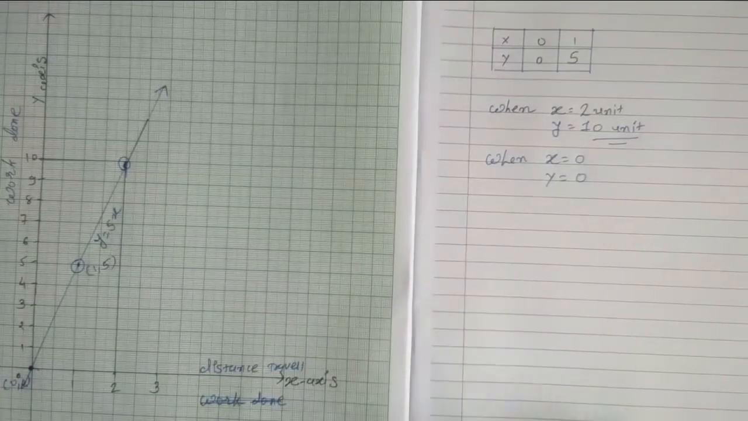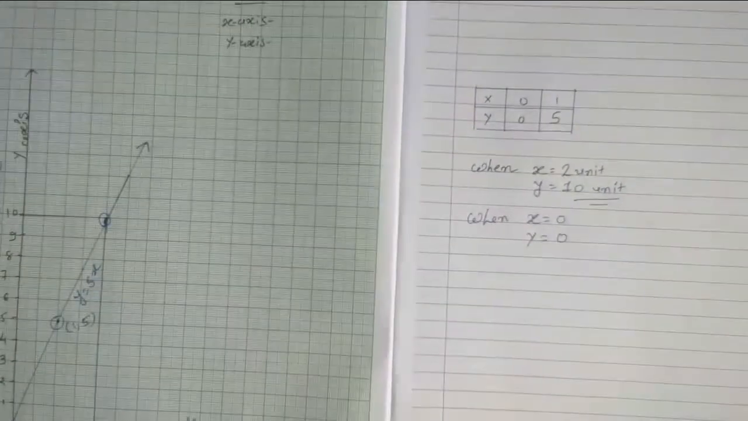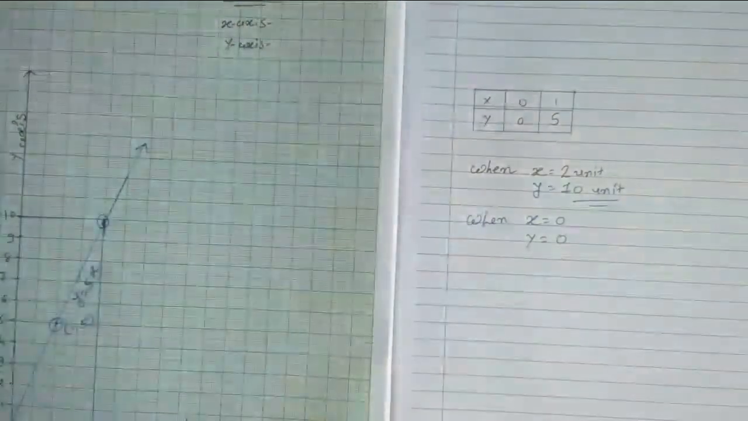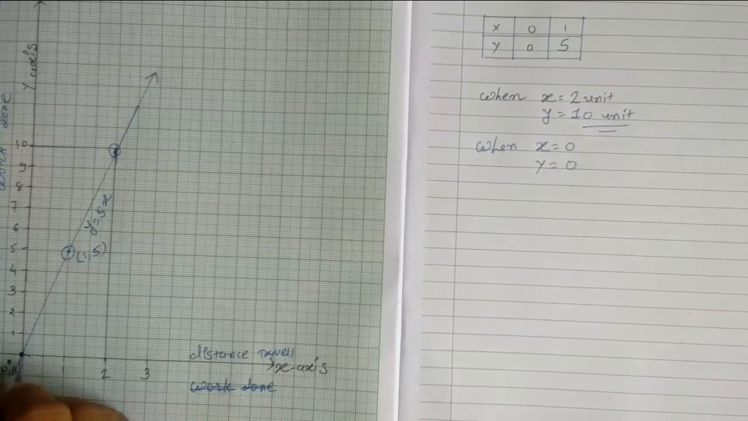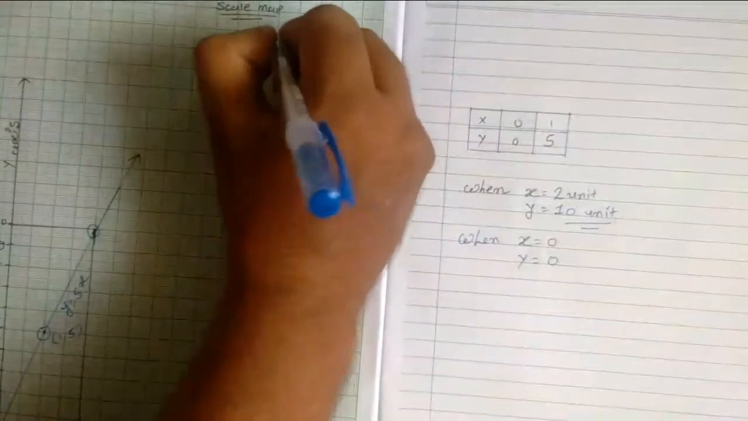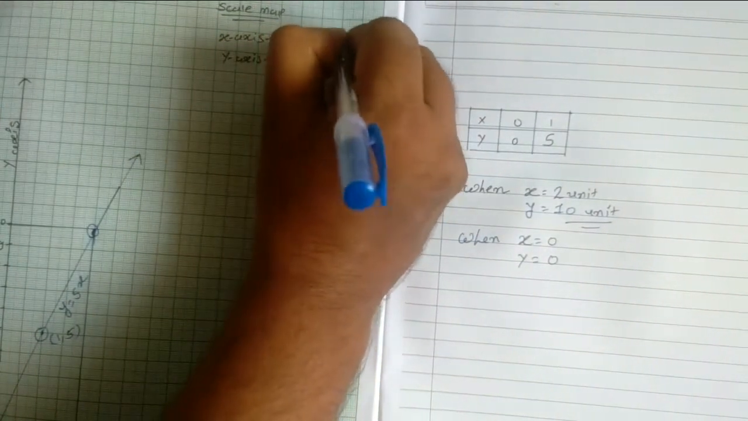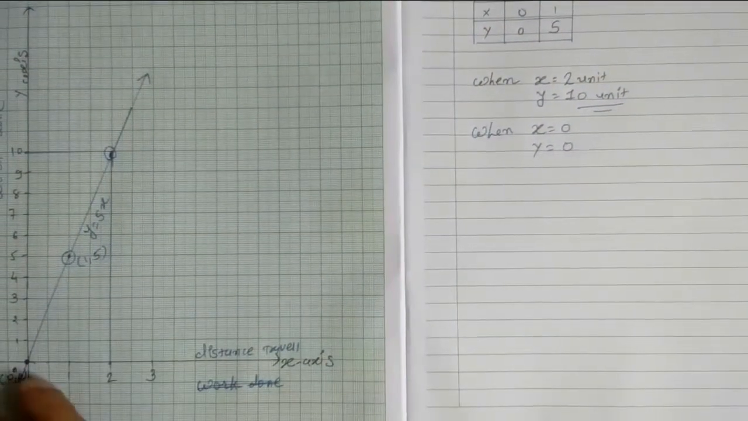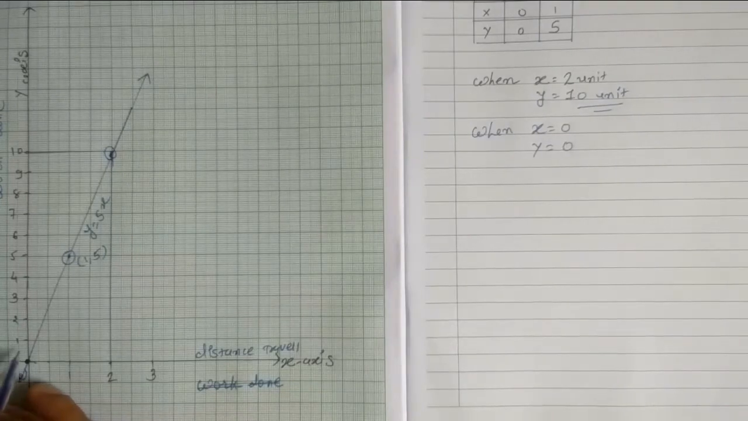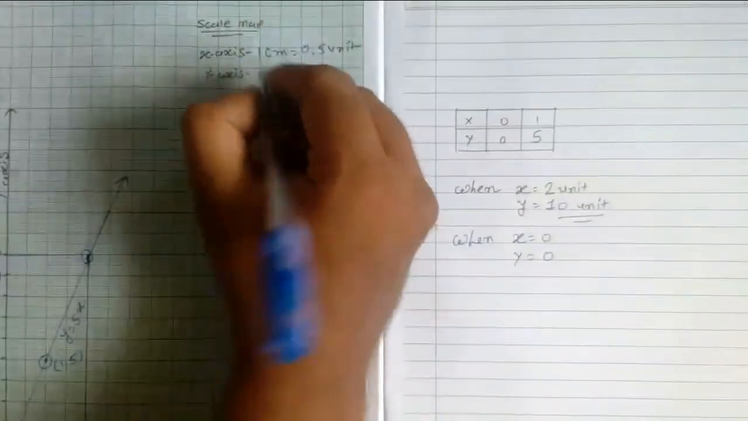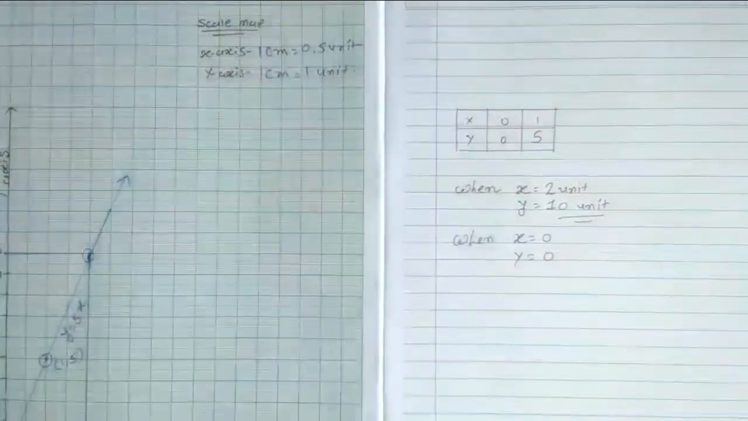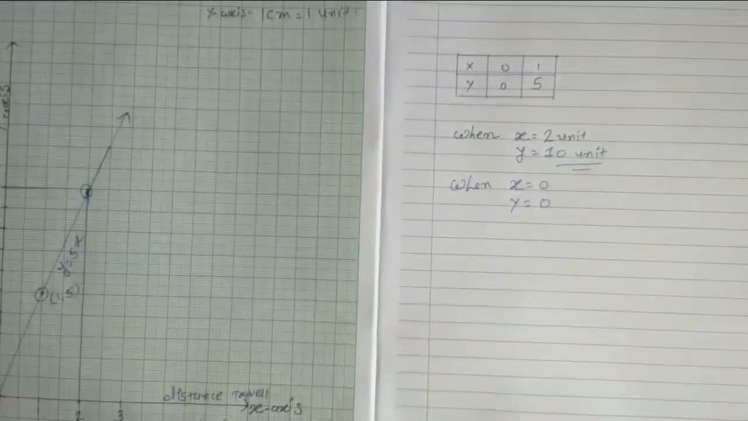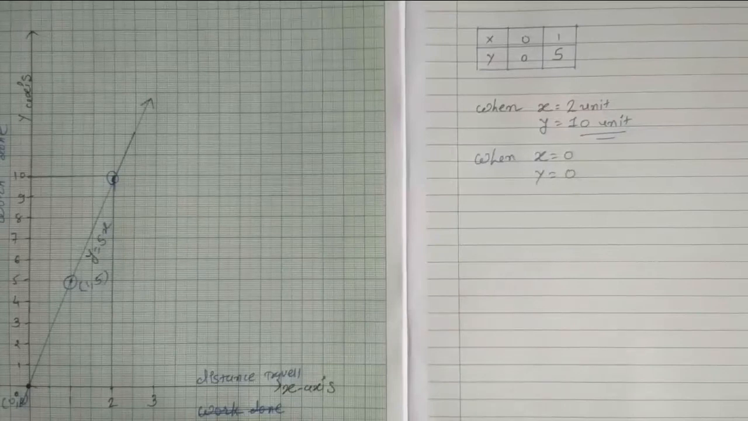Now we need to write down a scale map. For the scale map, you can write on the x-axis, 1 centimeter is equal to 0.5 unit. Similarly, on the y-axis, 1 centimeter is equal to 1 unit. So this is the complete map of our question number 6.